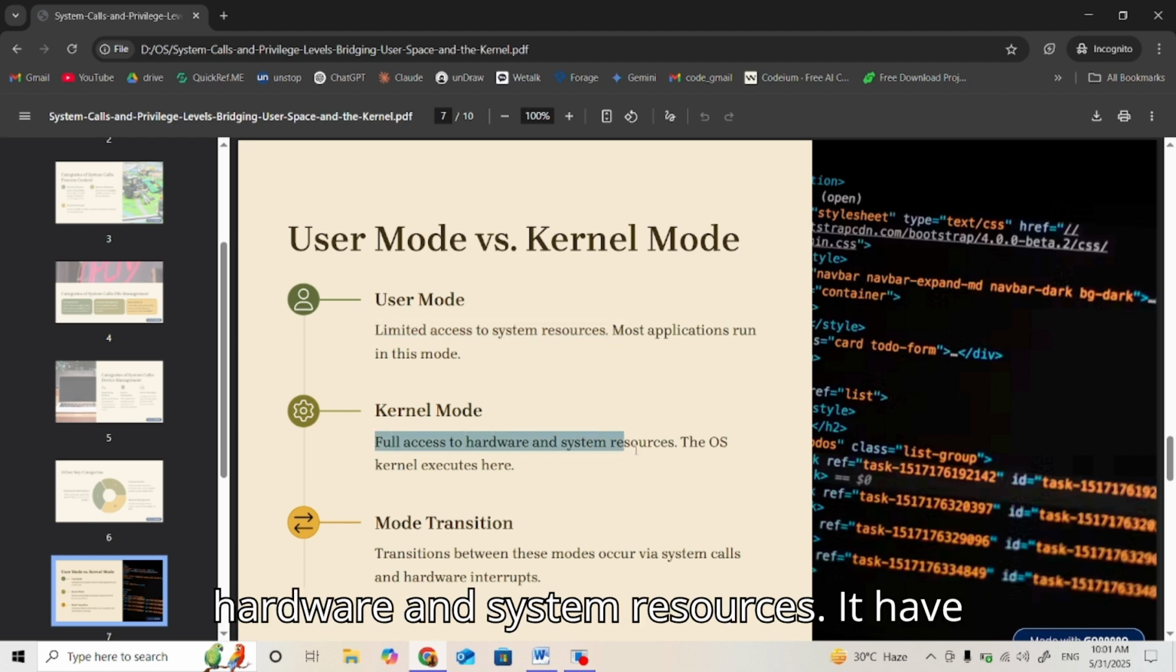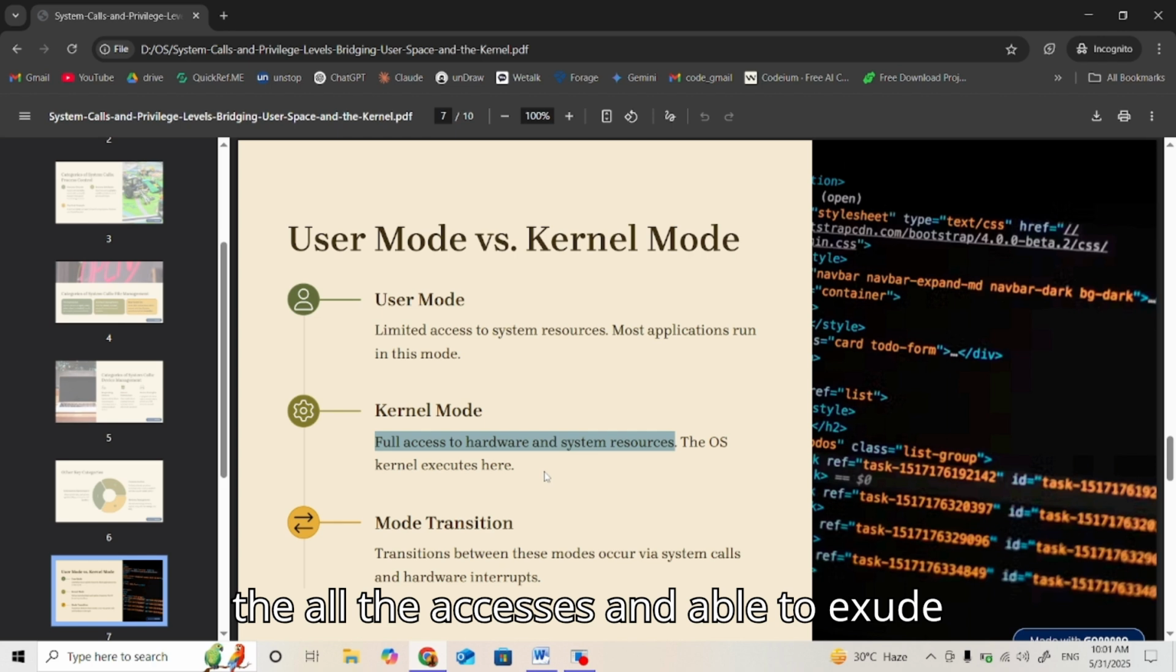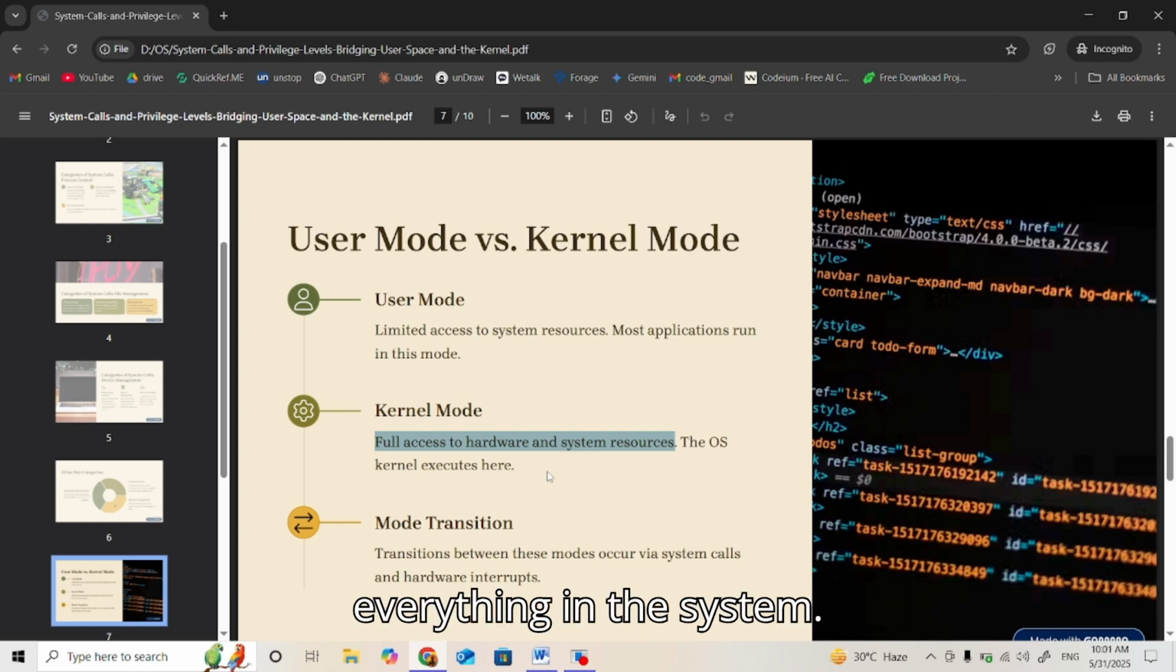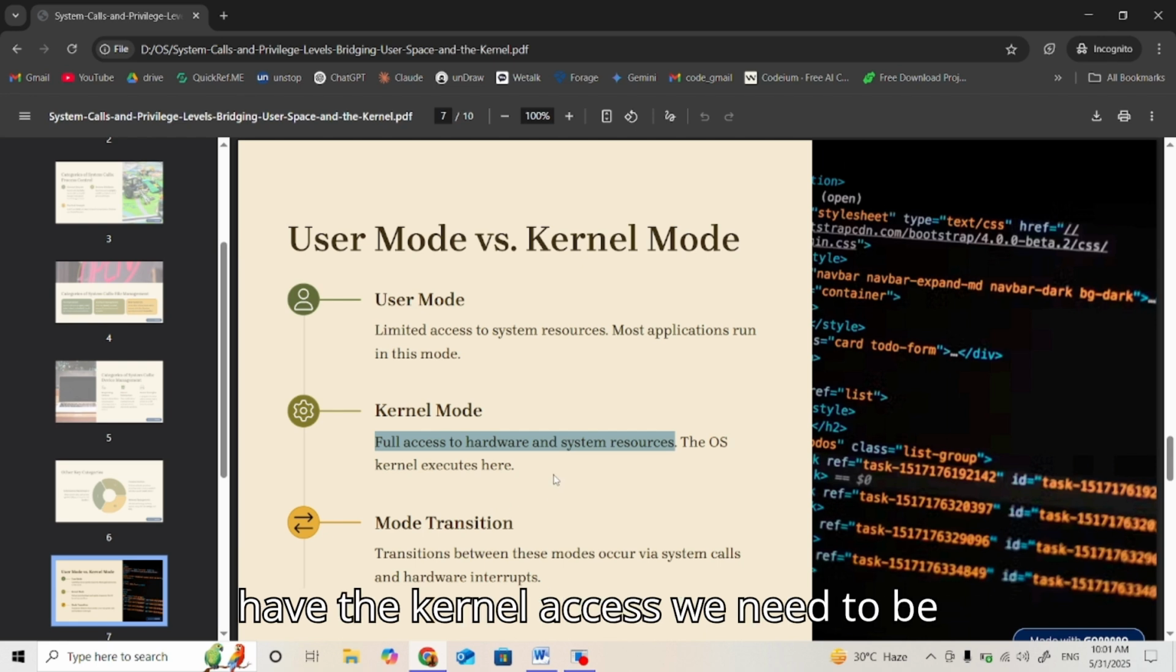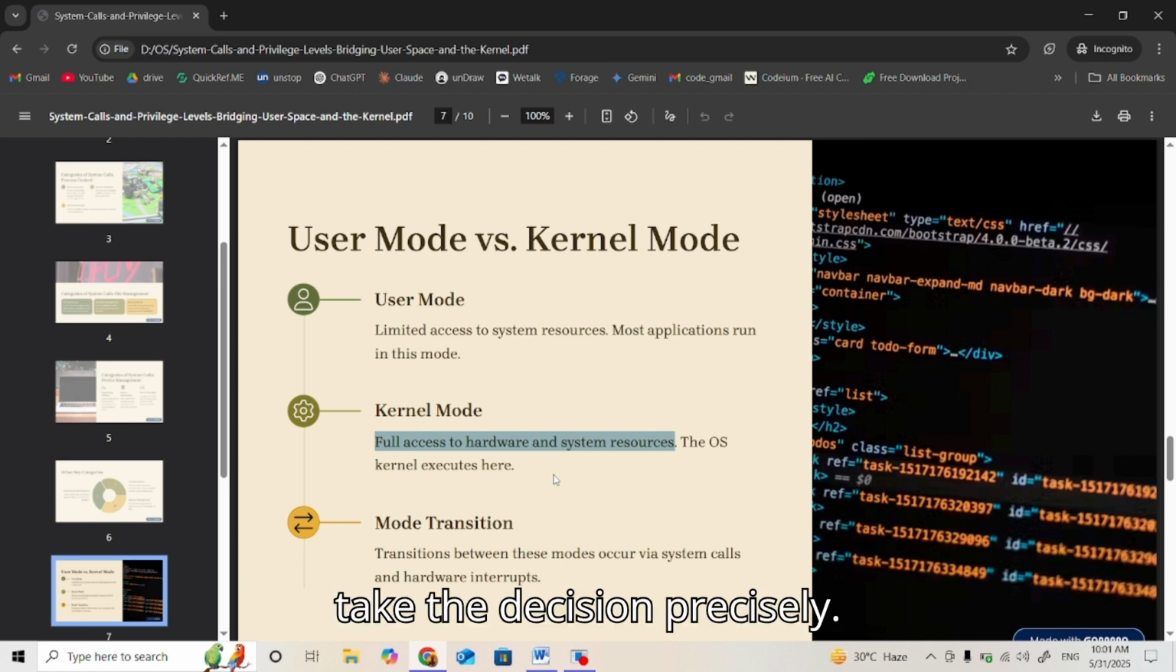Kernel mode has access to hardware and system resources. It has all the access and is able to execute everything in the system. It has some disadvantages: whenever we have kernel access, we need to make decisions precisely to protect against internal damage.